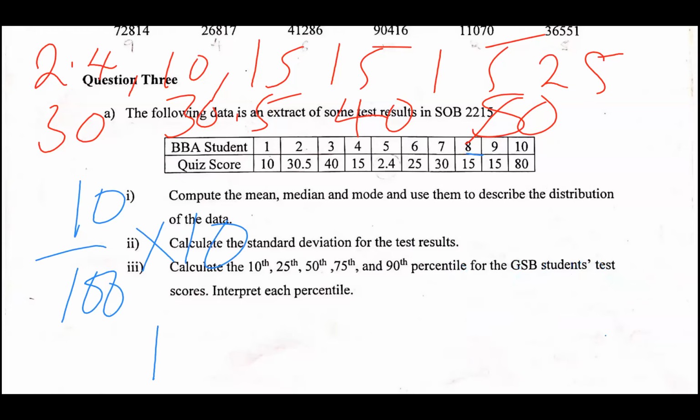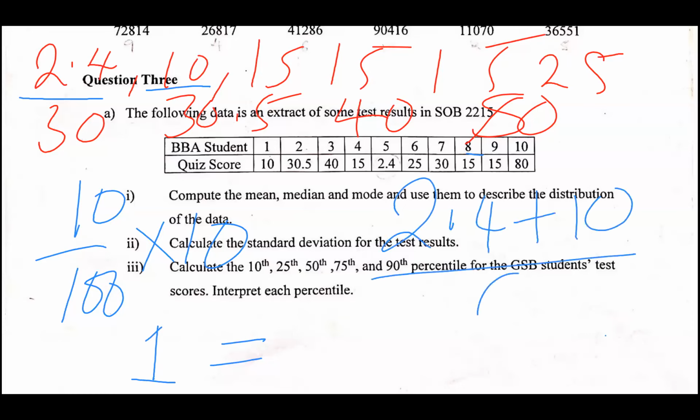So it means that the 10th percentile is on position number 1. Since this is just an approximation of a position and it is a whole number, you get the number on 1 plus the next one and average them. So the answer will be 2.4 plus 10 divided by 2. That will be the 10th percentile.